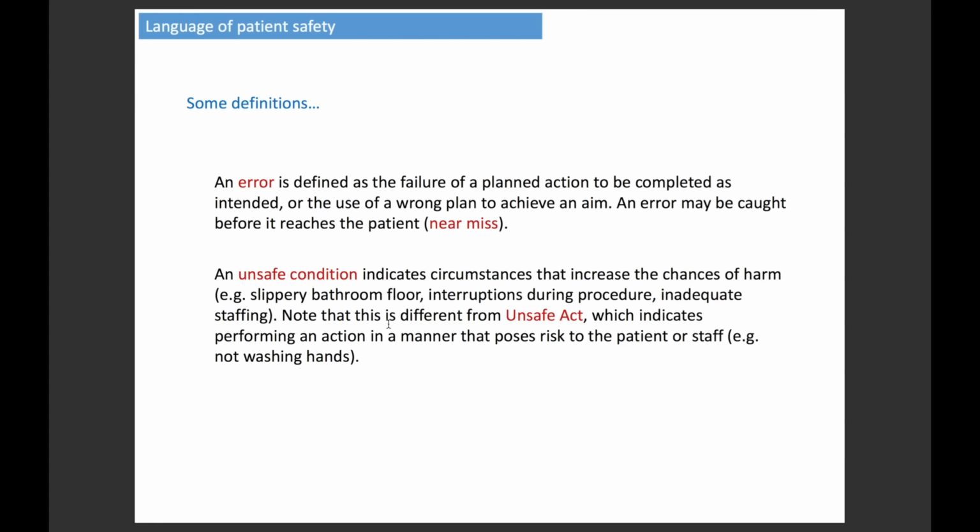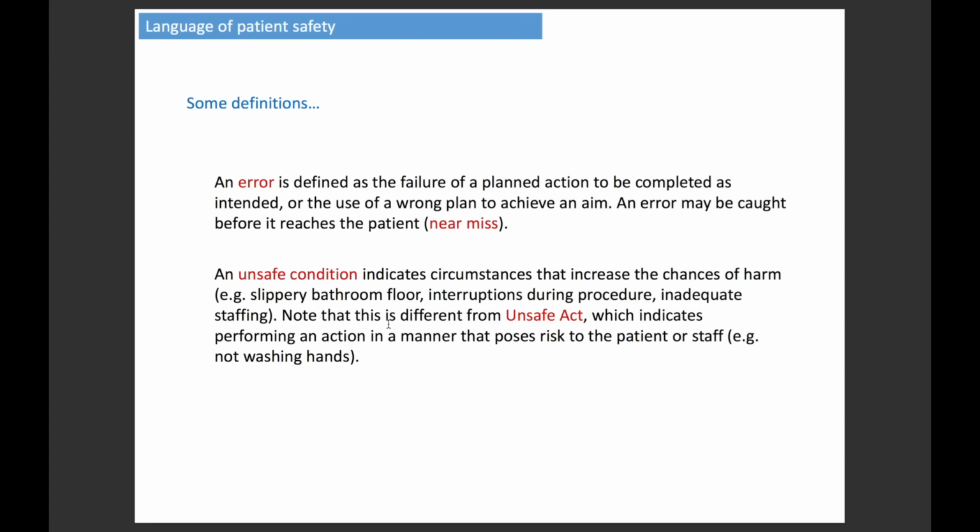An unsafe condition indicates circumstances that increase the chance of harm. It could be, for example, a slippery bathroom, lots of interruptions during the procedure, inadequate staffing. Let's say the pharmacy wasn't staffed in the place where they were doing antibiotics. They end up in a rush and they mislabel. That could create an unsafe condition for a patient down the road.